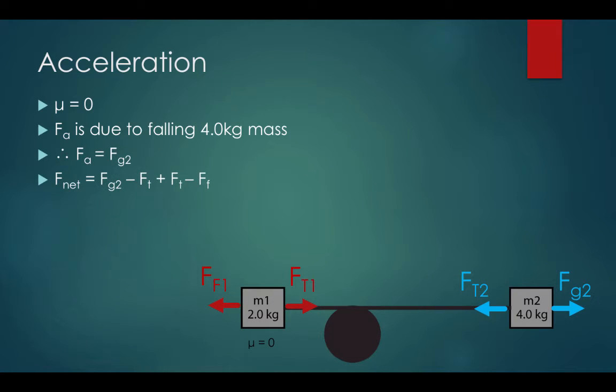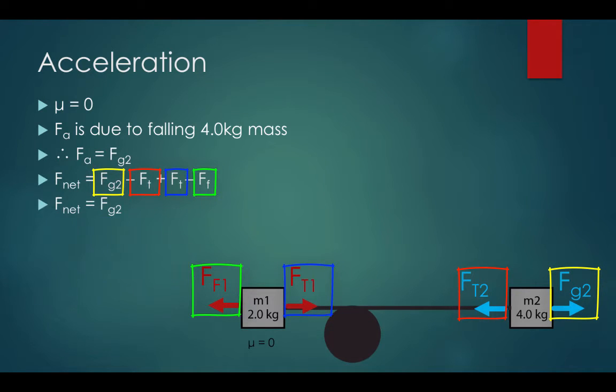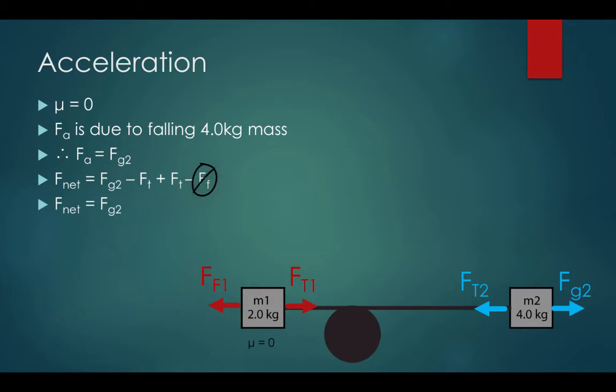So looking at the new drawing, we can see that F net is F sub G2 minus tension plus tension minus force friction. The system is frictionless, so friction is 0 and the tensions cancel out, leaving F net equal to the force gravity on mass 2. Remember, F net is mass times acceleration and force gravity is m times g. So now we have ma equals mass 2 times g.